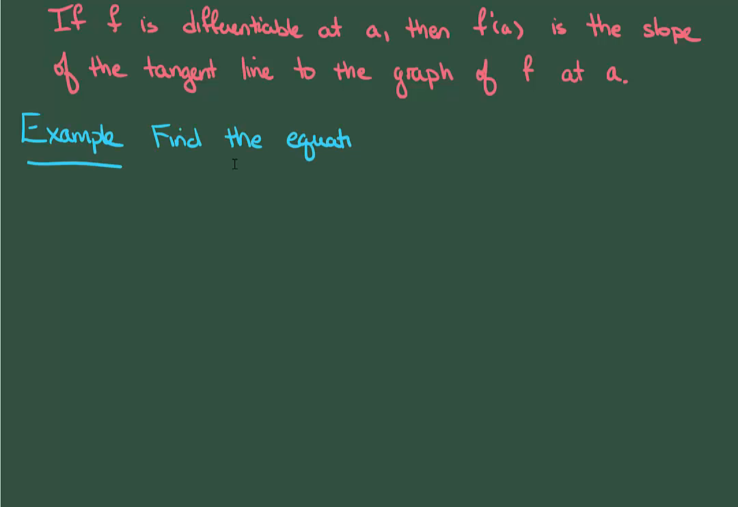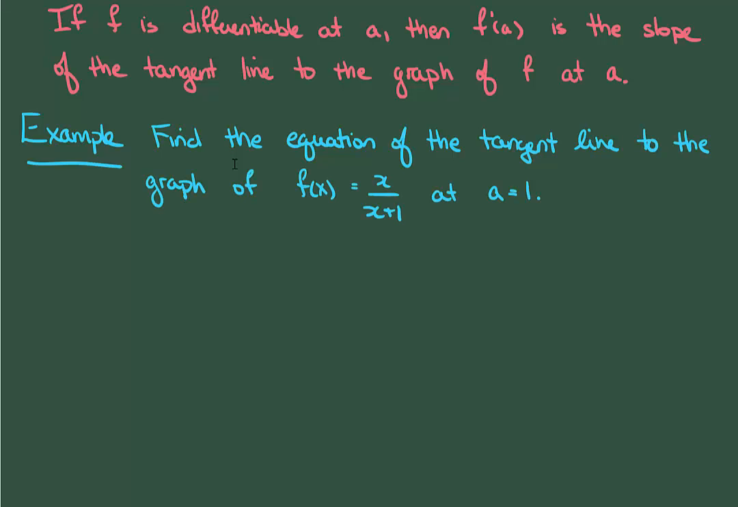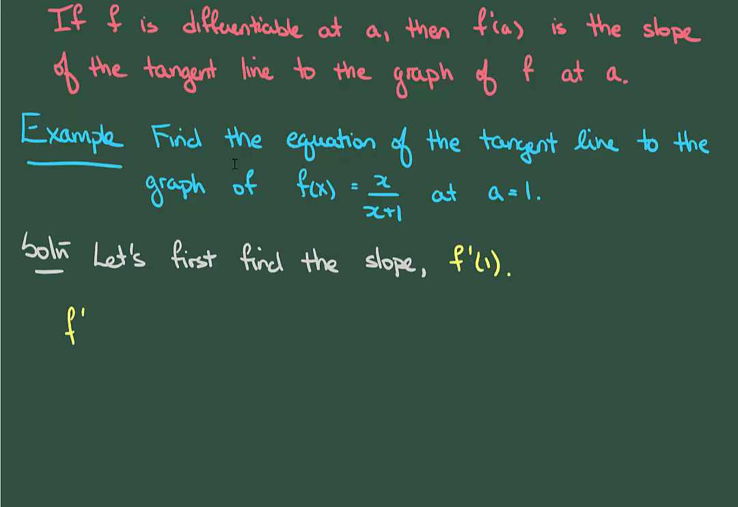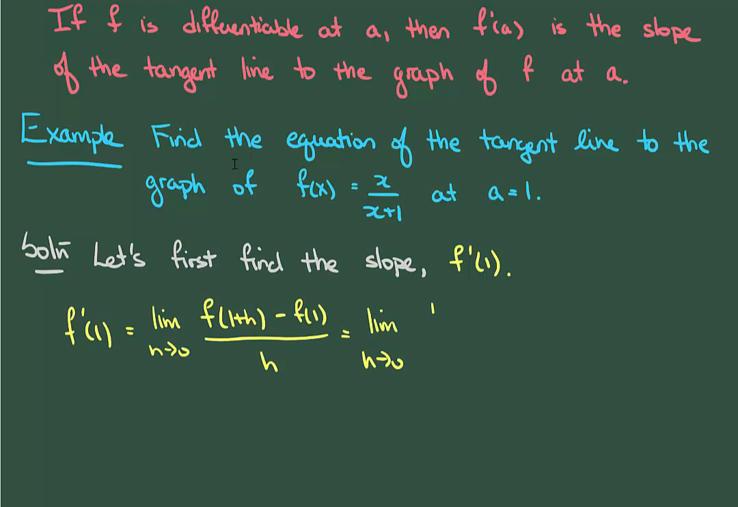Let's see this at work. Let's take the function f of x equals x over x plus 1, and let's find the tangent at the point 1. First, let's find the slope of the tangent line, which we know is given by f prime of 1. Computing this using the limit definition of the derivative, we get the following. Since we only need to compute the derivative at a single point, we don't have to compute f prime of x in general, but you can try it as an exercise if you like.